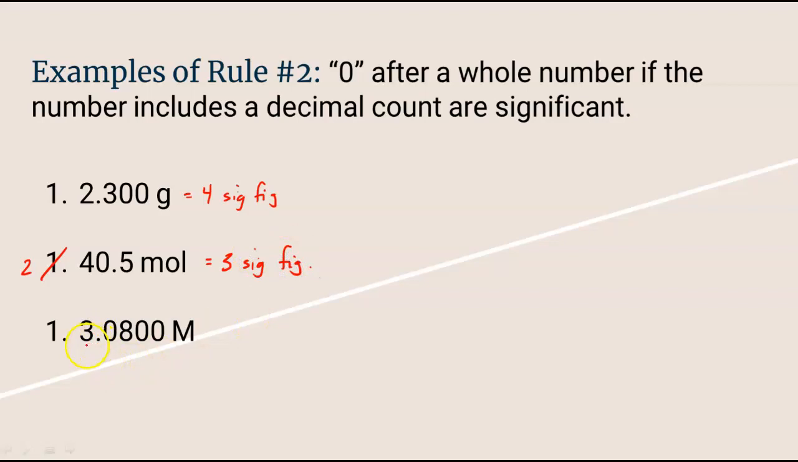And then lastly, we have this number, 3.0800. We have all those zeros being after a whole number. This number would be considered to have 5 sig figs.